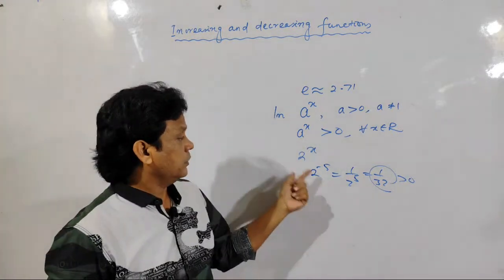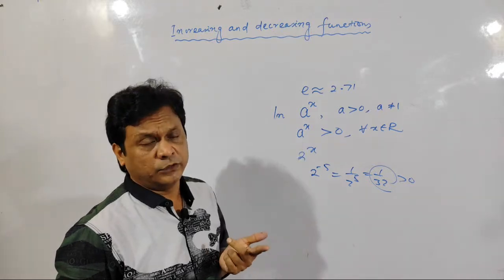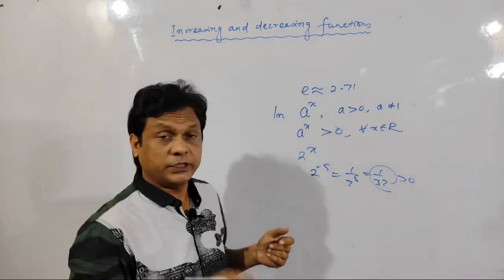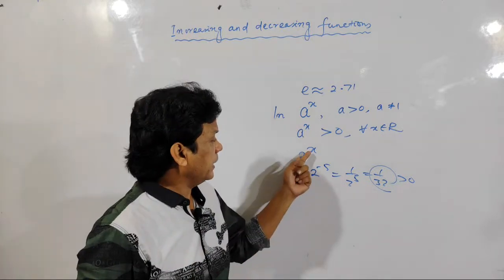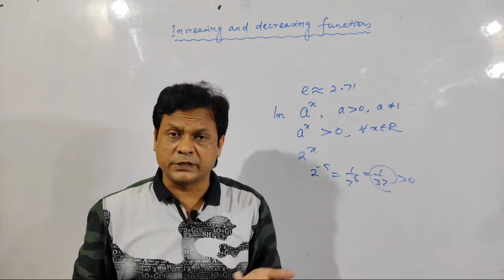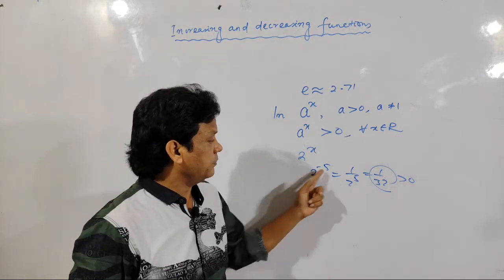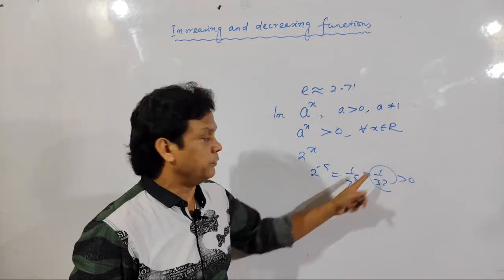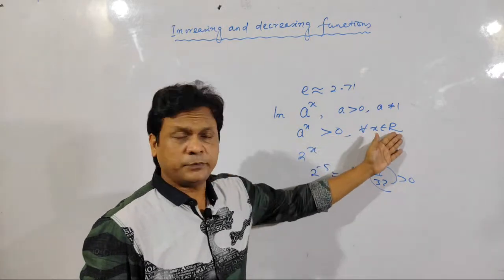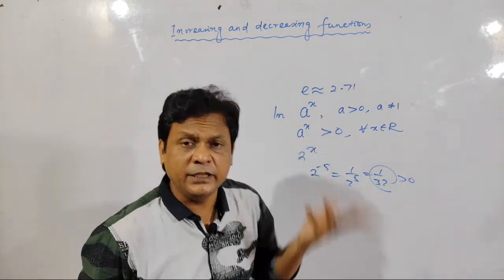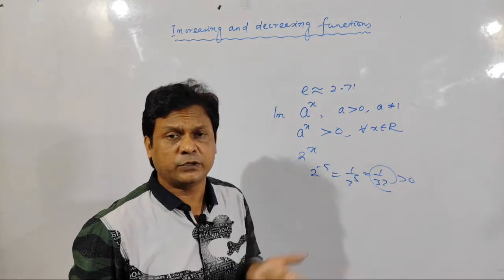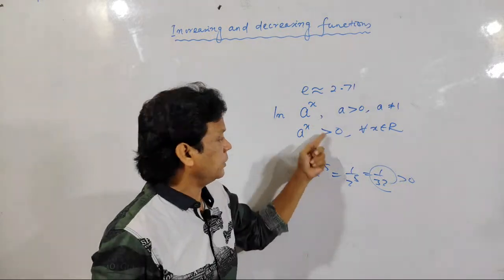So see here, 2 to the power x, I am telling you. If we take x equal to 0, 2 to the power 0 is positive because it is 1. And if we take any positive number, for example 5, 2 to the 5 is 32, it is also positive. And if we take minus 5, 2 to the minus 5 is 1 by 2 to the 5, 1 by 32, it is also positive. That means for all x belongs to R, if x is any real number, root 2, root 3, 0.1, 0.2, 0.3, any number, minus 1, minus 2, then this quantity is always positive, remember.